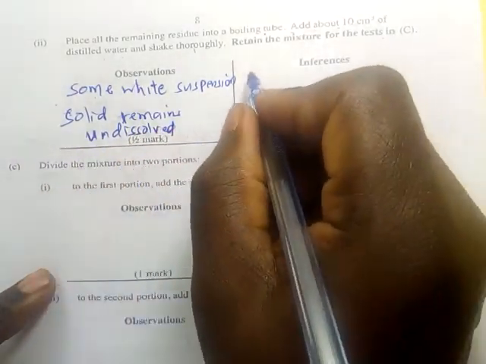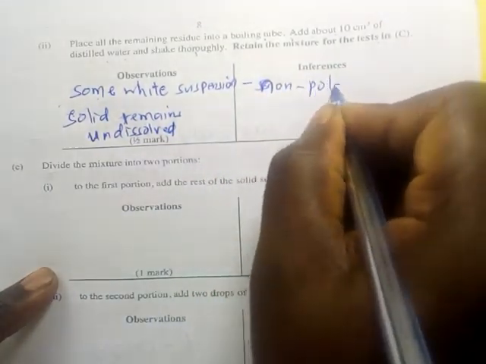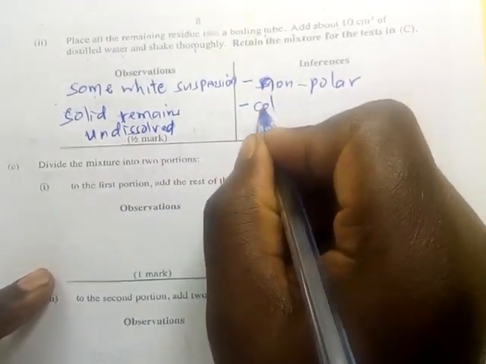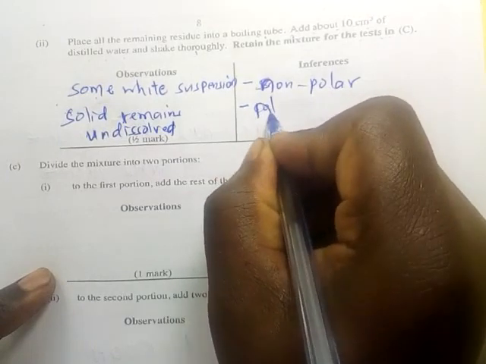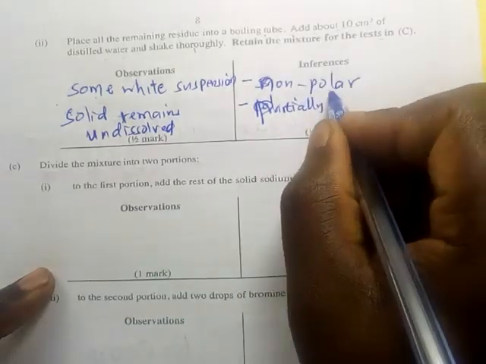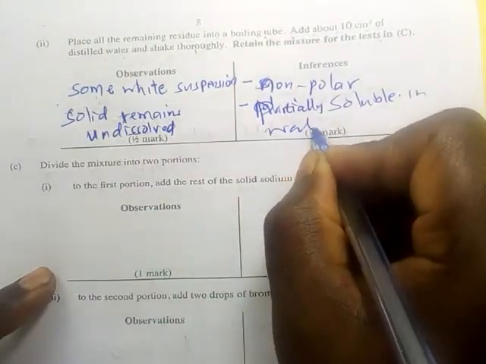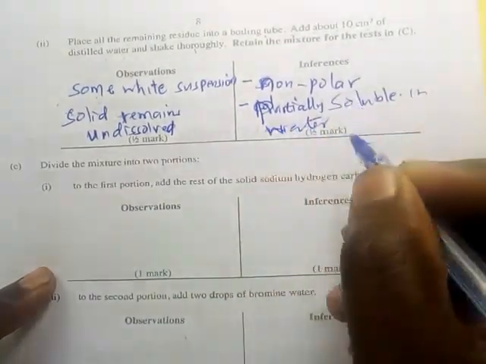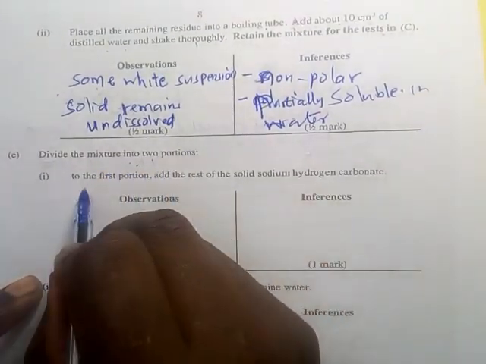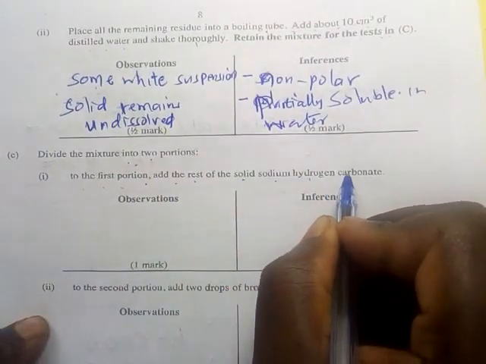So we can say here the solid is non-polar. You can also say that the compound is slightly soluble, partially soluble in water. Divide the mixture into two portions. To the first portion, add the rest of the solid sodium hydrogen carbonate.